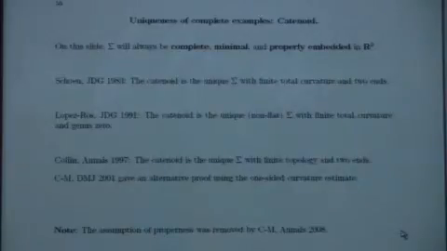I guess one of the oldest uniqueness results, I think 1842, Catalan showed that the helicoid was the unique ruled minimal surface. Again, non-flat ruled minimal surface. So in 1983, Rick Schoen showed that the catenoid is the unique Sigma with finite total curvature and two ends.